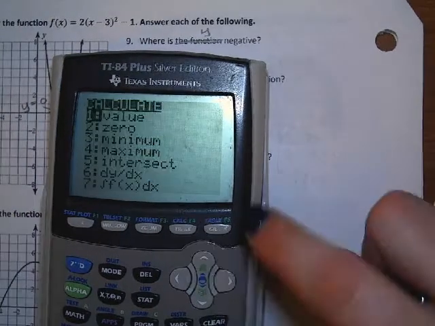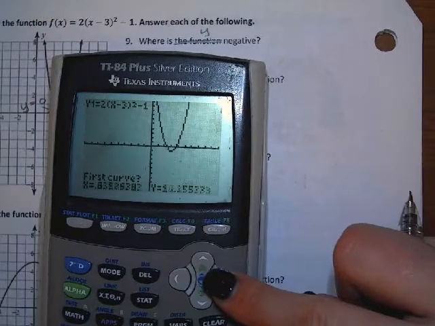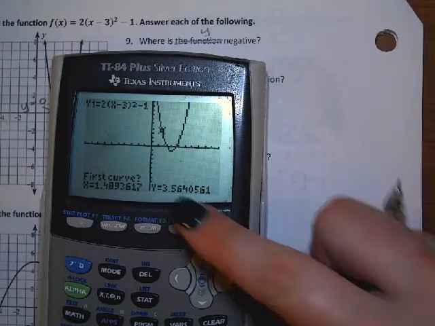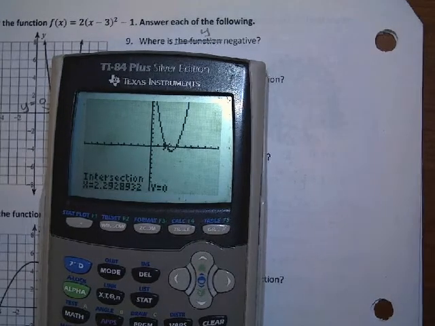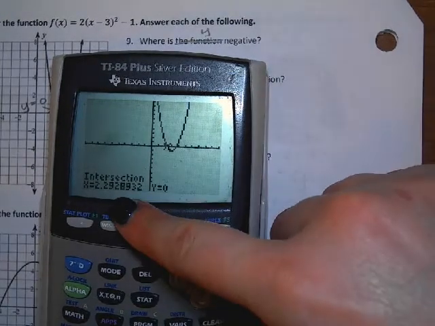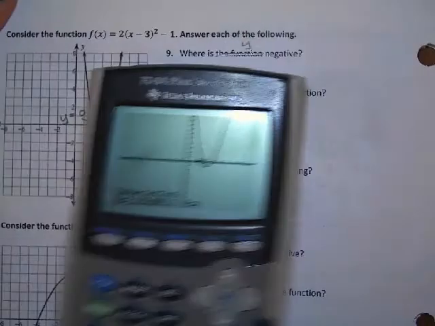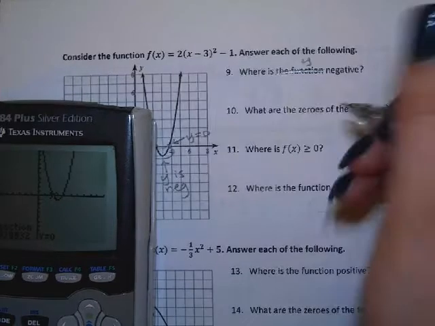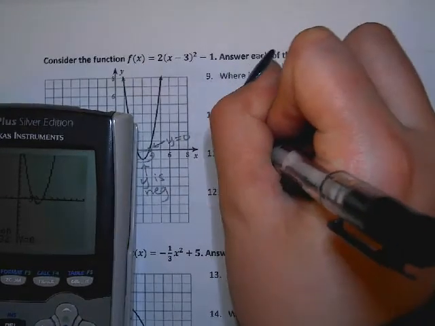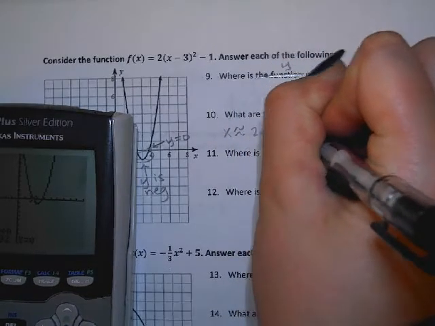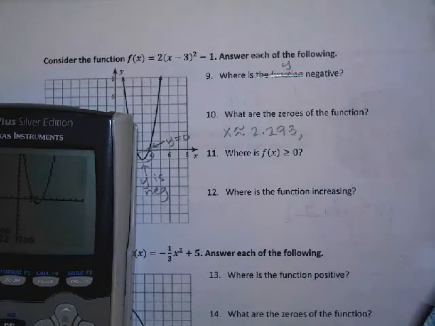So I would do second trace, and this time I would do number 5 because I just want to see where the x-axis and the curve are intersecting each other. So I get it kind of nearby one of them, and then I press enter, enter, enter. All right, so one of the x-intercepts is 2.293. This is the answer to number 10, right? What are the zeros of the function? So I'm going to go ahead and write that down. 2.293.